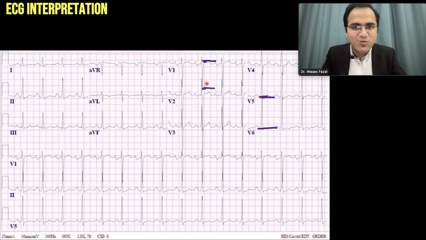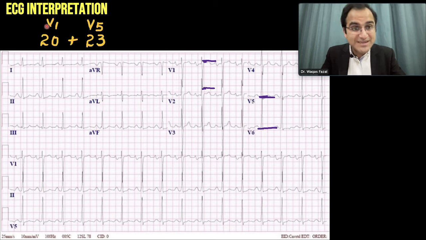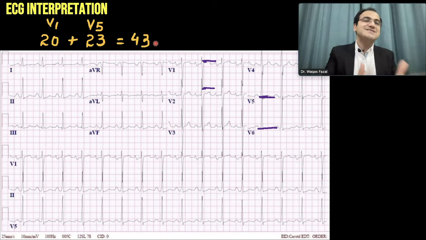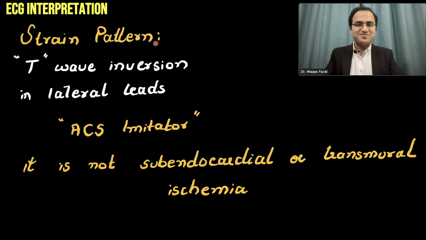Moving toward the answer, we have 1, 2, 3, 4 large boxes in this S wave. 4 multiplied by 5 is 20, so the size is 20 millimeter in V1. Let's calculate the size of R wave in V5. We have 1, 2, 3, 4, more than 4 large boxes in R wave. So 4 multiplied by 5 is 20. For the extra, we'll give 3, 23 millimeter in V5. Now the sum is 43. The sum is more than 35. So there is left ventricular hypertrophy in this ECG.